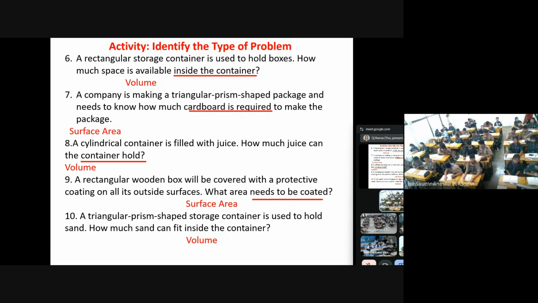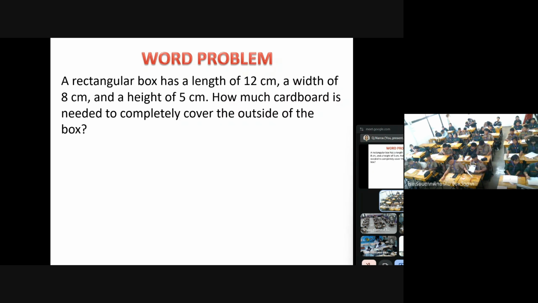Okay, so now you already know how to recognize. So let us proceed to the real world problem. Now, a rectangular box has a length of 12 centimeter, a width of 8 centimeter, and a height of 5 centimeter. How much cardboard is needed to completely cover the outside of the box? Now, what is the problem? Surface area or volume? Very good.